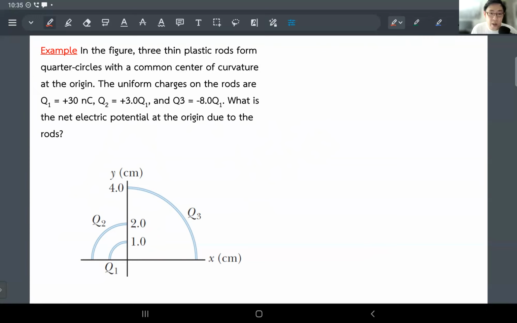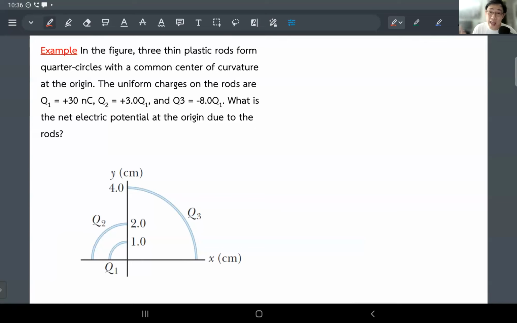So in the figure, you have three thin plastic rods forming quarter circles with a common center of curvature at the origin. Nice. Now you start to see that this is not going to be difficult anymore. The uniform charges on the rods are given as Q1, Q2, and Q3. What is the net electric potential at the origin due to the rods? Even though they don't say to take potential to be zero at infinity, we don't have any other choices, right?